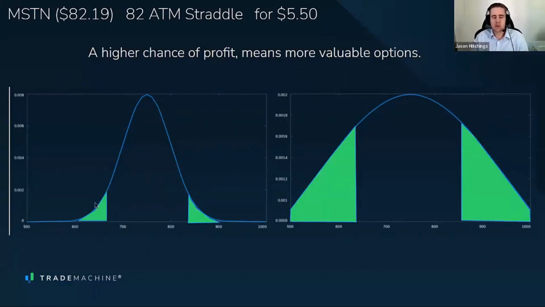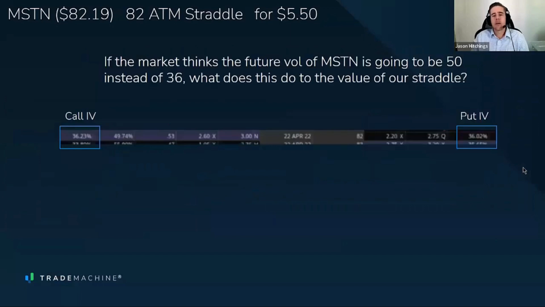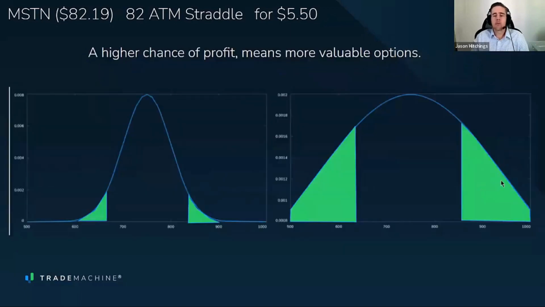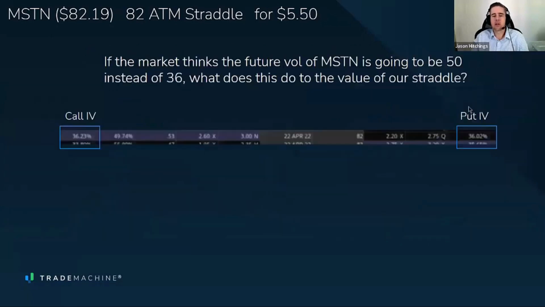So here's with the low volatility assumption. There's these little pockets of profitability, and this is with the higher volatility assumption. We have these bigger pockets of profitability. So if the market's assumption about implied volatility goes up, then this is the future the market sees. They see more chance of profit and more value in the options. And that can just be the potential of movement. It doesn't have to be any actual movement.